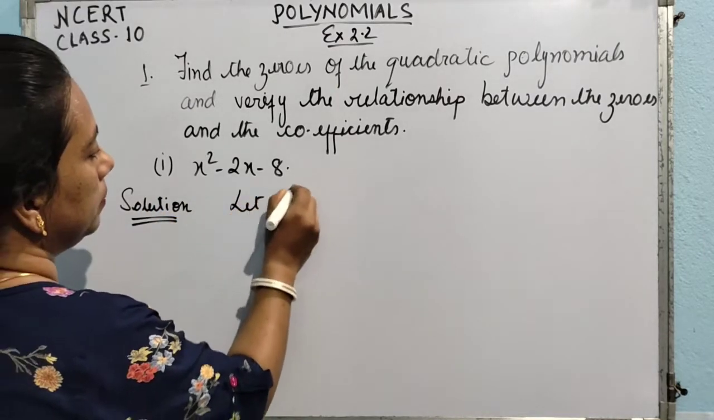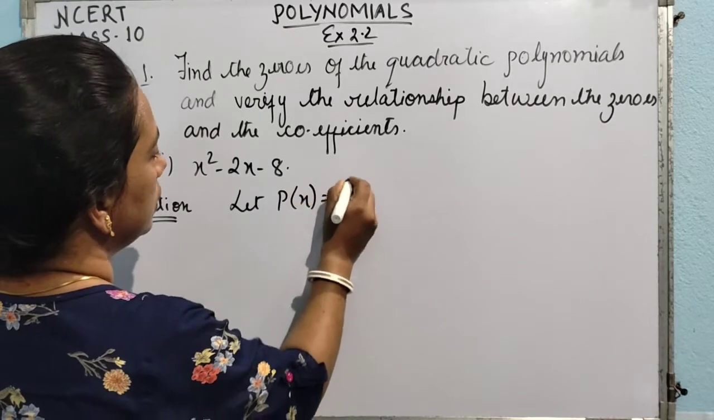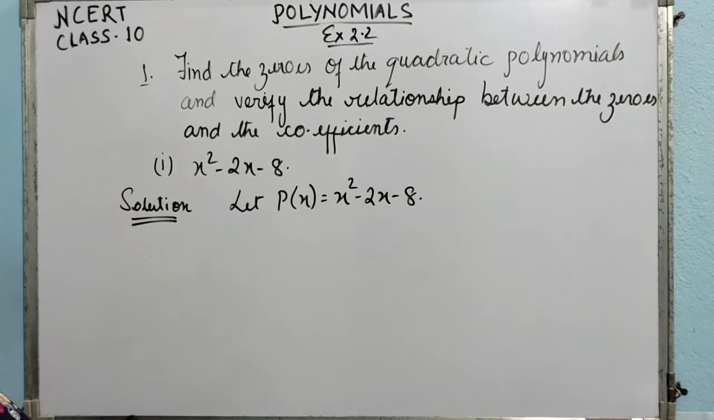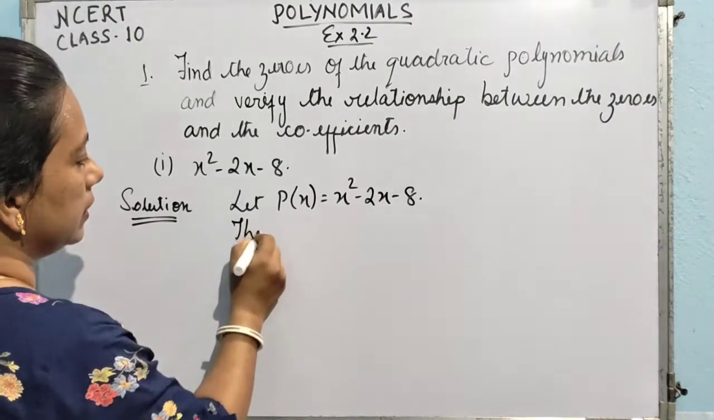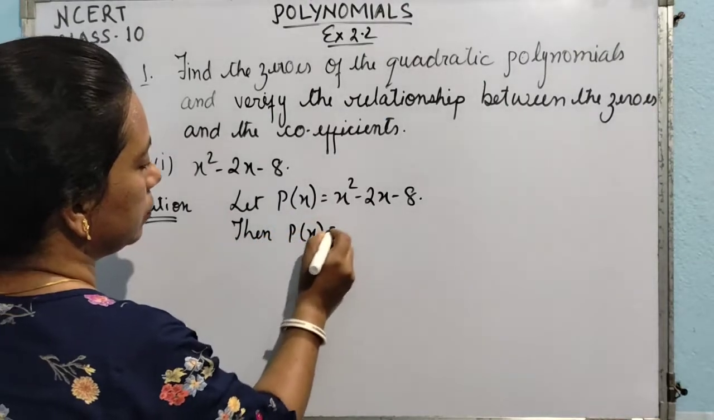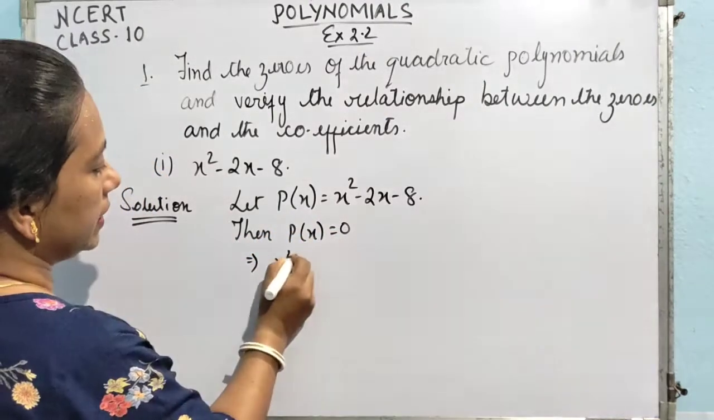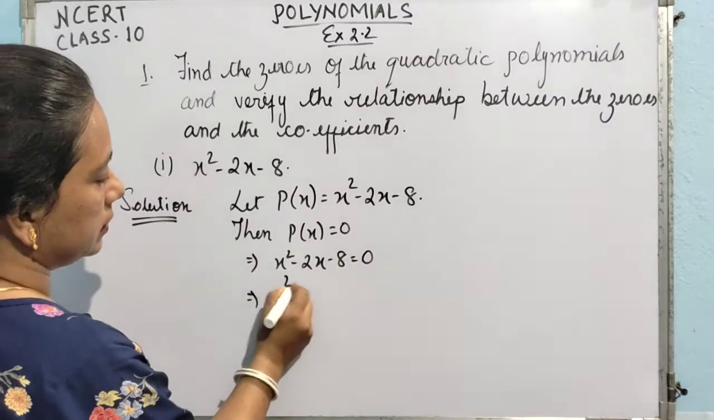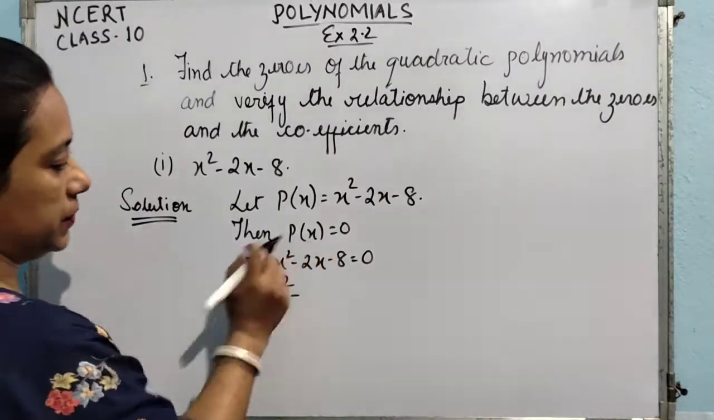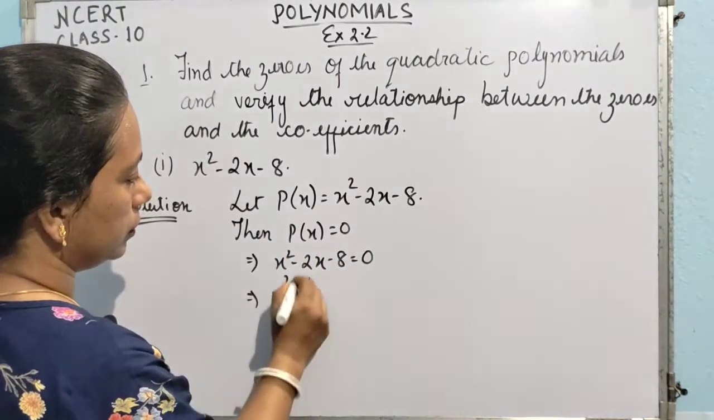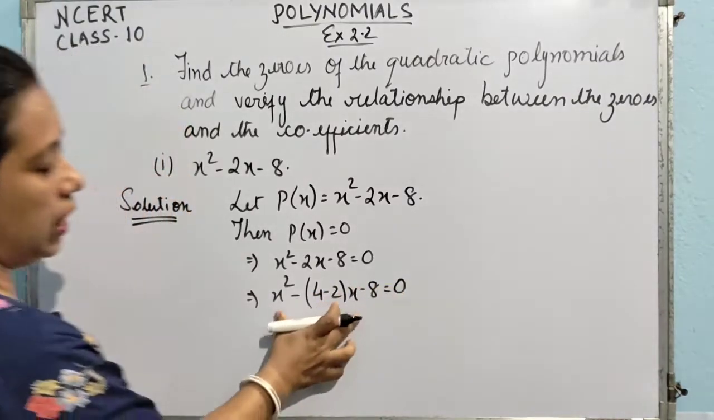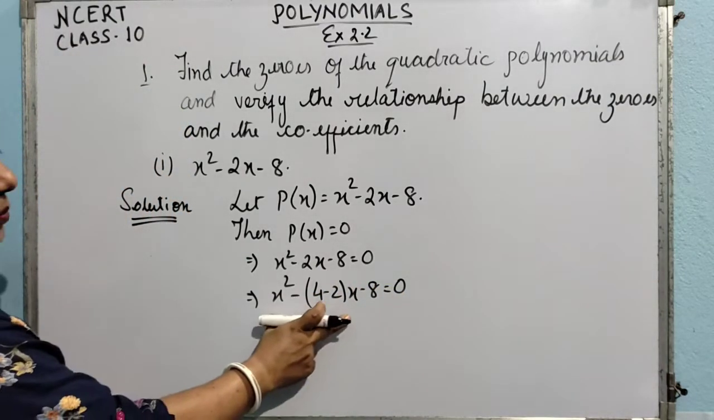Let p of x is equal to x square minus 2x minus 8. Now we have to find out the zeros. In order to find the zeros, p of x is equal to 0 implies x square minus 2x minus 8 equals 0. We can do the middle term splitting. You know how to factorize quadratic expressions, isn't it?